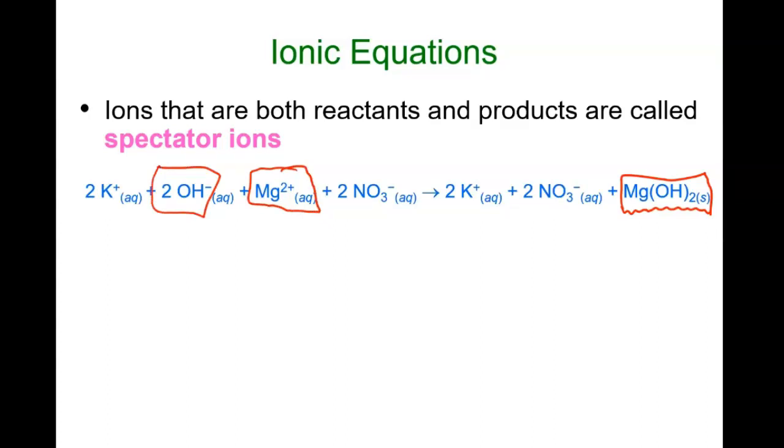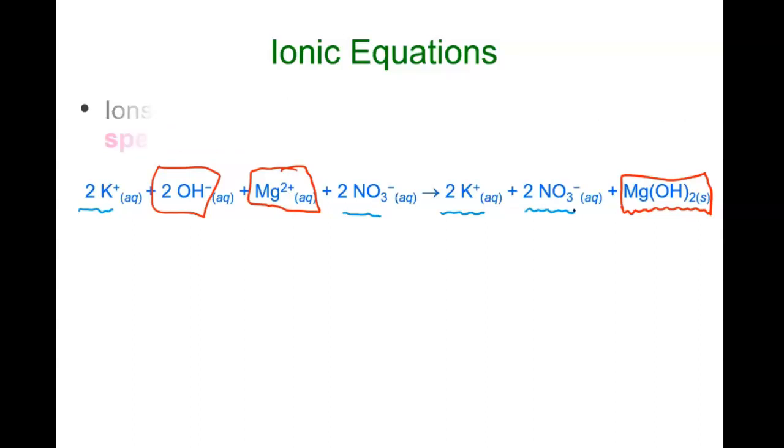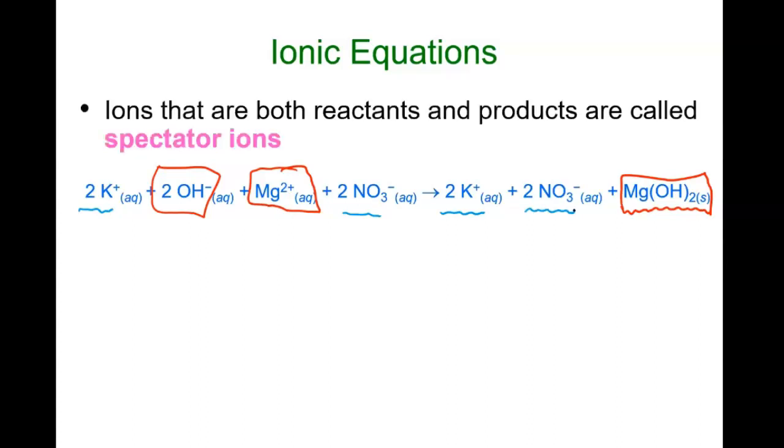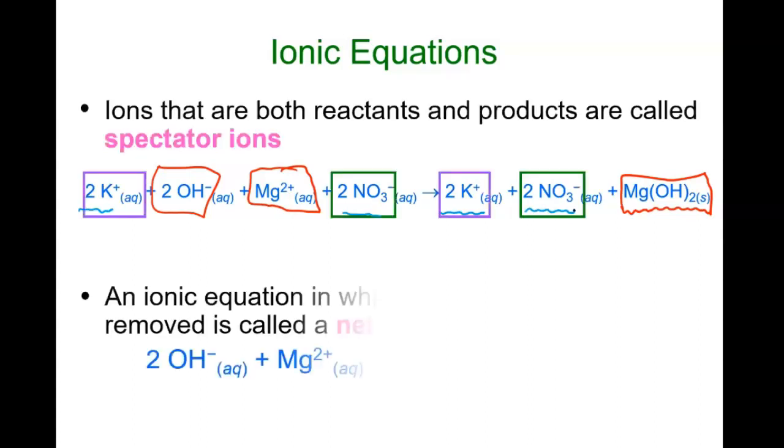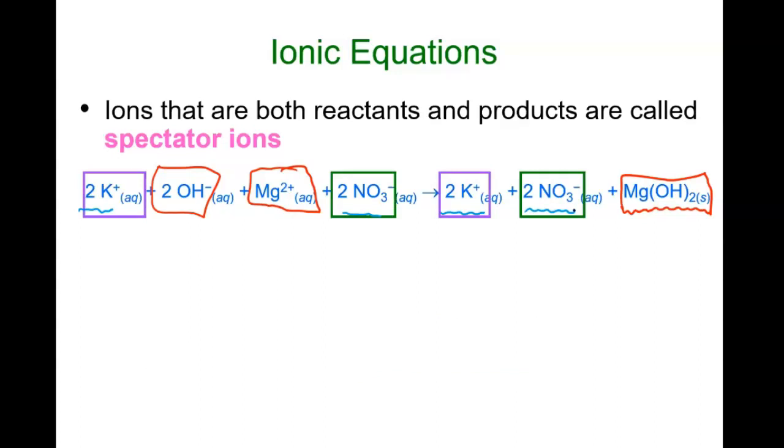Now you see that this K is the same on the reactants as it is on the product. This NO3 is the same on the reactants and the products. These are spectator ions. Spectator ions are the ones that are the same on both sides of the reaction. They are not involved in the reaction, therefore they are of no importance to us.